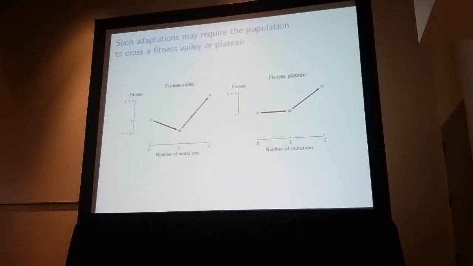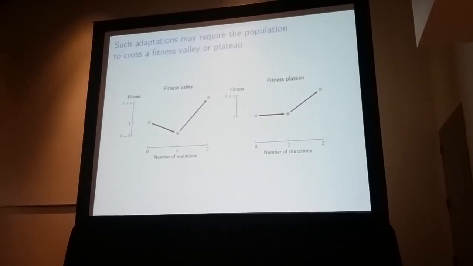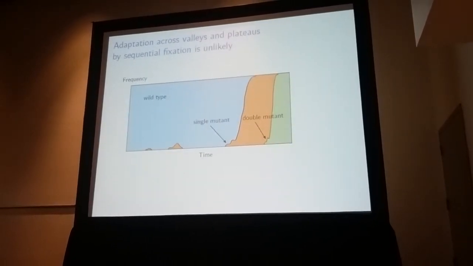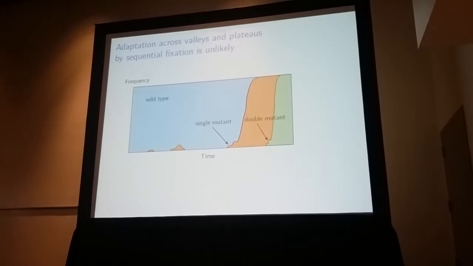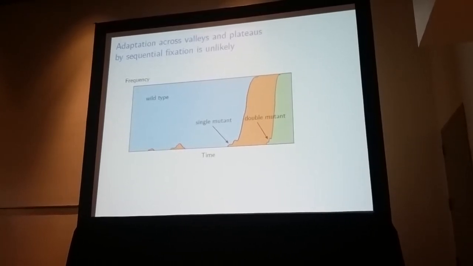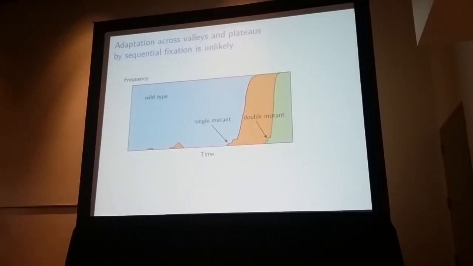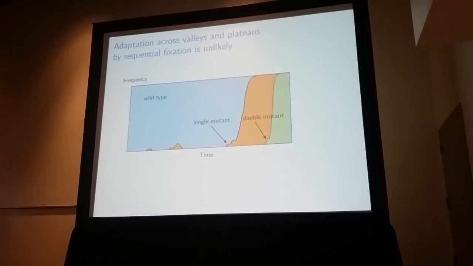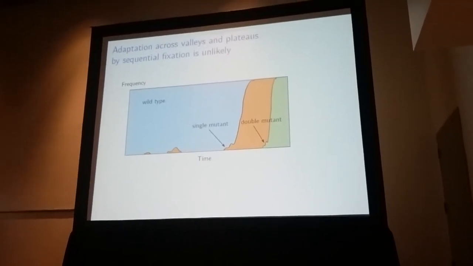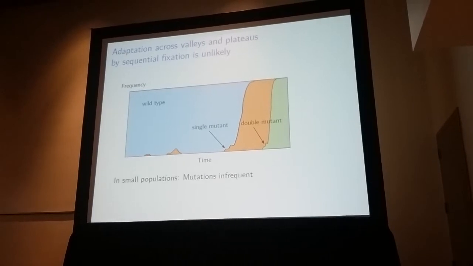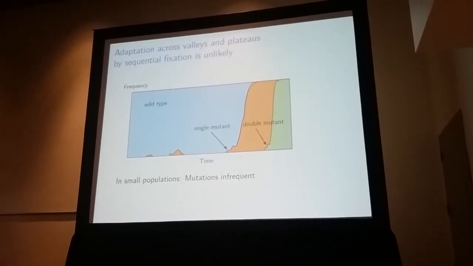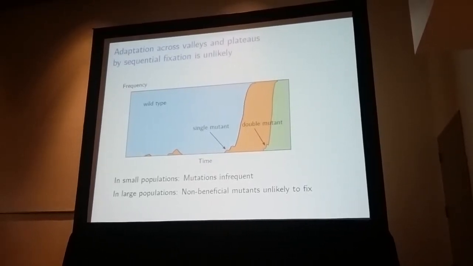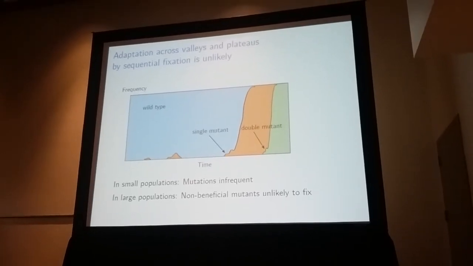We call this situation a fitness plateau. And the problem is that for a population to adapt across a fitness valley or plateau, the classic idea we have of individual mutations sequentially reaching fixation is difficult, very unlikely to occur. So here, the situation where a single mutant comes in and sweeps or spreads to fixation by drift, and a double mutant comes in, is unlikely if the individual single mutations are not beneficial. So the problem is, in small populations, there's just not enough mutations. And in large populations, only beneficial mutations are likely to fix. And so this process would take very long.